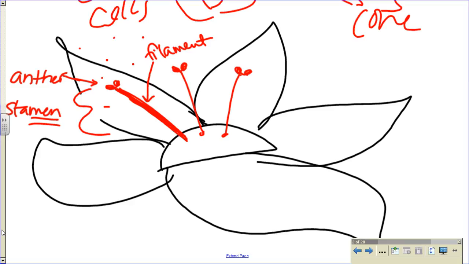Number 16, a matured ovary that contains seeds in an angiosperm. I'll tell you what angiosperm is in a second. So, no, I just said 15 was I. That was the epidermis. 16, you guys said J. J was fruit. Good. So, if you're a drawer, draw yourself a little apple or something. This is called a fruit, aka an ovary.